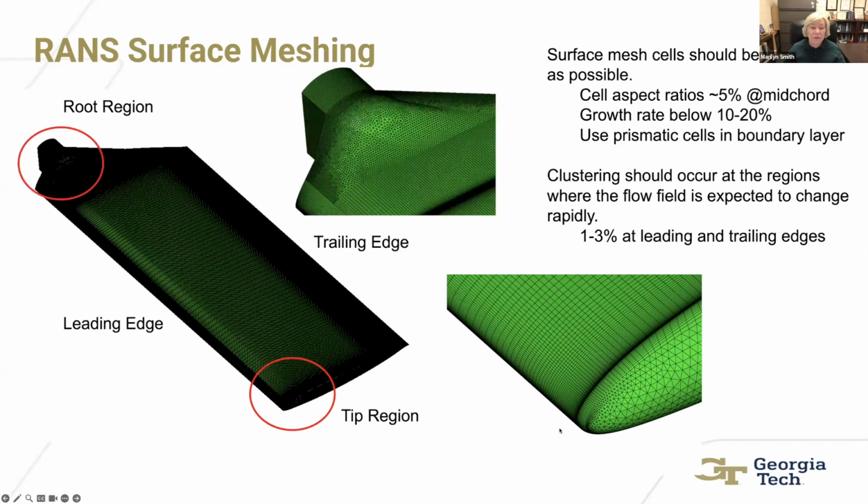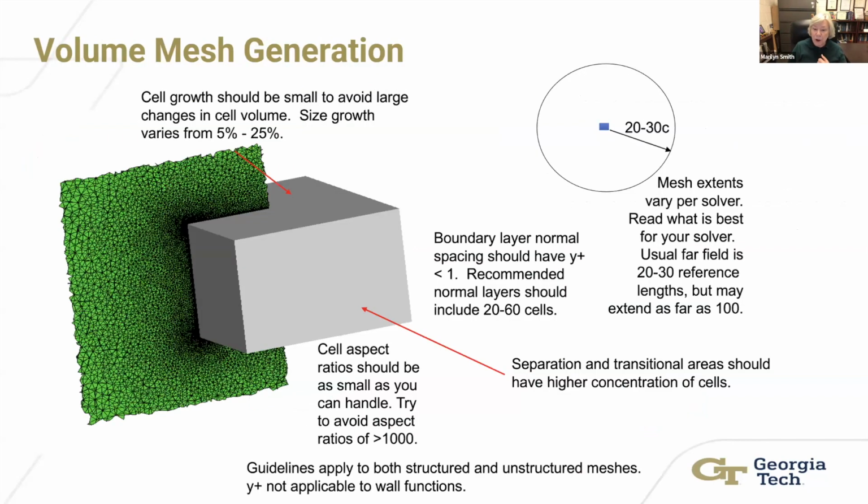At the root, you need to do something similar. Okay, so here now you see we're using structured quads out in this area, and we're only using the tets where we need them to do those other surfaces. So that's the kind of thing you need to be looking at to optimize.